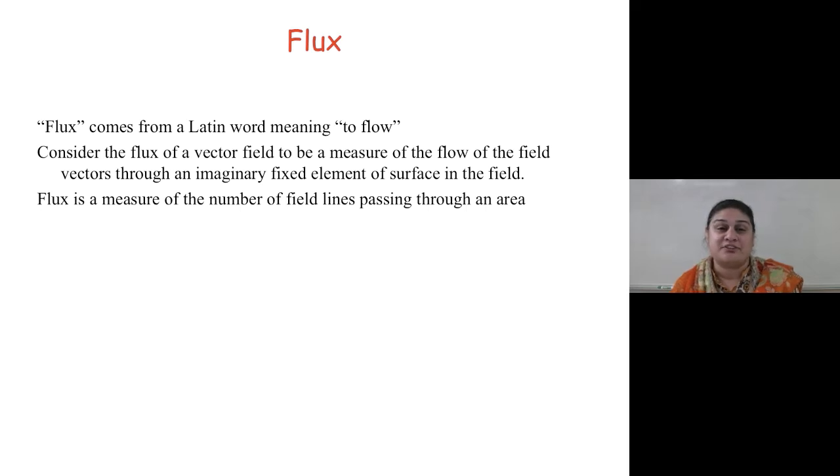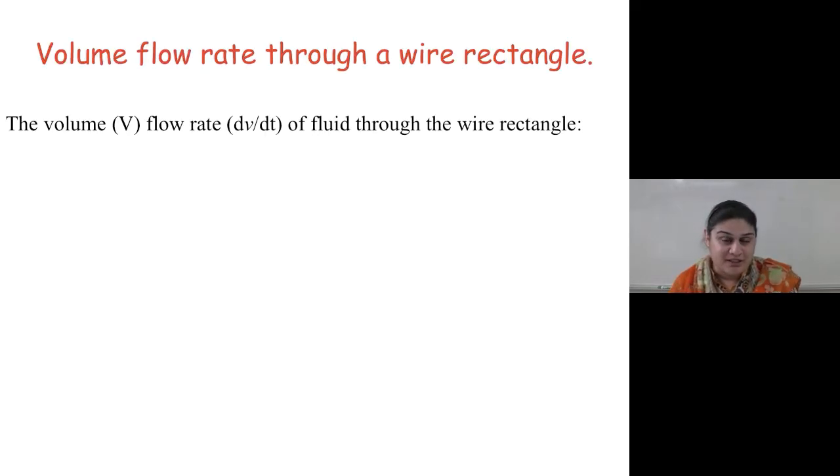Consider the flux of a vector field to be the measure of the flow of the field vectors through an imaginary fixed element of surface in the field. Flux is the measure of the number of field lines passing through an area. In order to understand it, let's talk about water, for example.